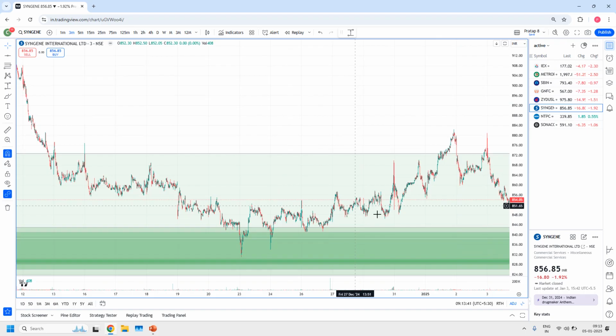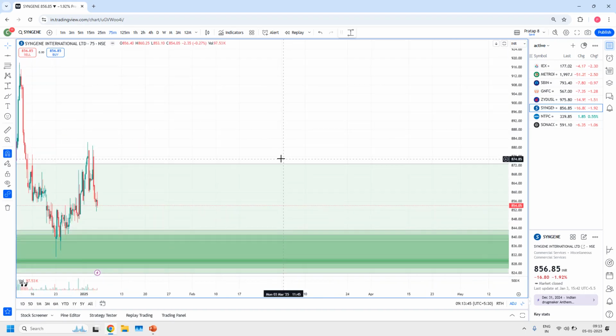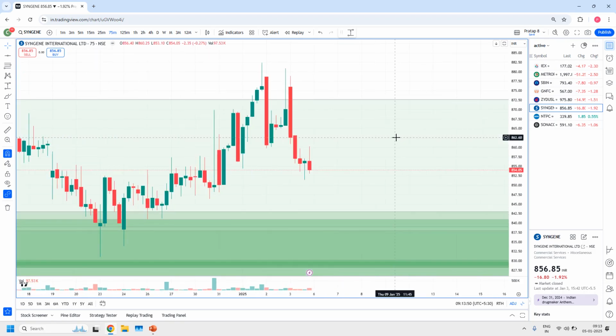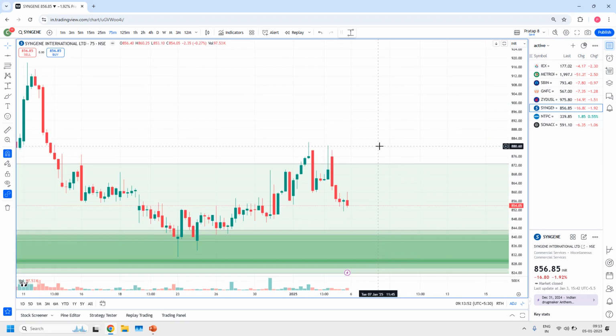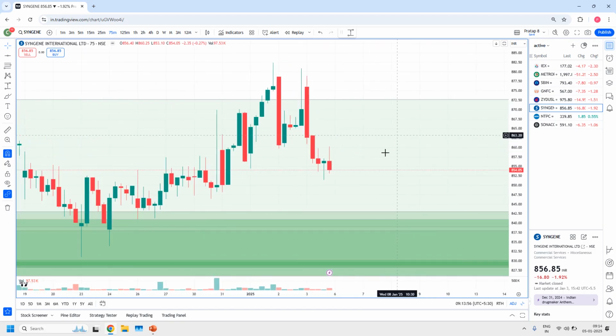Now you know what institutions did? In the 75 minutes, they created a new demand zone. A new 75 minutes demand zone is created here. Where? Here. This is the failed ERC candle as a leg-in. 1, 2, 3, 4 base candles and a rally candle. This is a 75-minute zone.